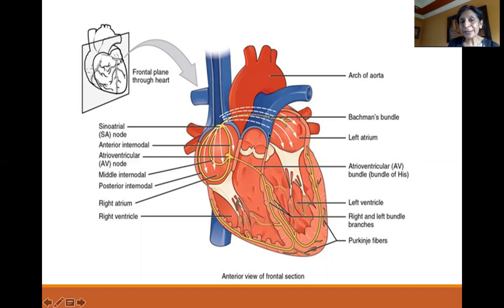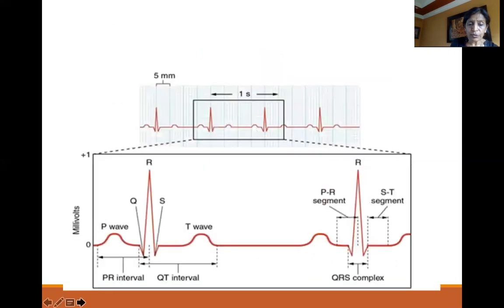It's a one-way system. The conduction occurs from the SA node to the AV node, and then the bundle of His, bundle branches, and Purkinje fibers, and ends here in the ventricles. All right, so this is normal, and the recording that you typically get is not from one cell, it's in general all of the cells together.